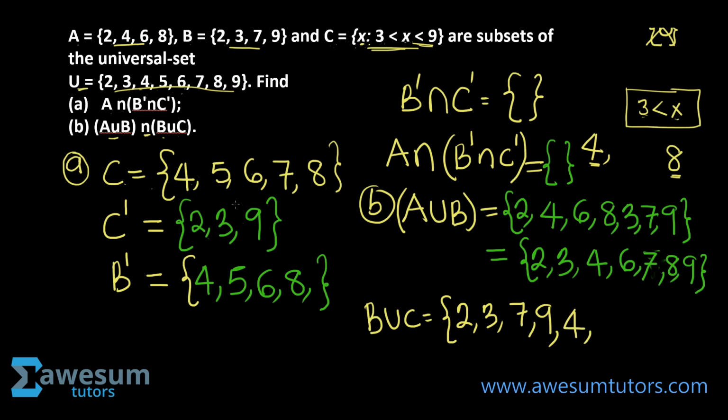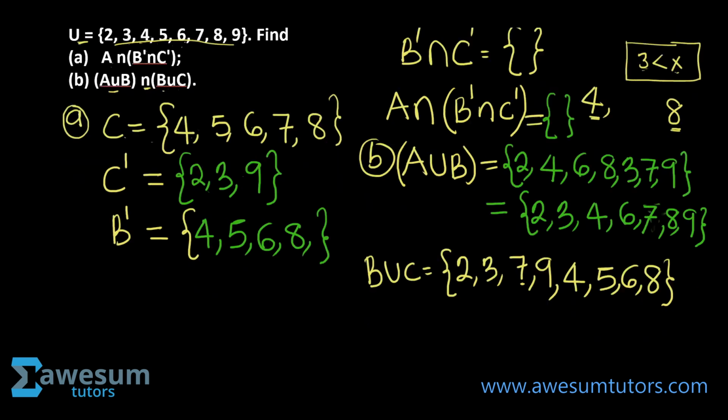Okay, 5, I can add 5. I have not written 5 before. Remember, what you are doing for union is you are combining the elements of B and C. What about 6? I have not written 6 before. What about 7? I have written 7 before, so I will not write it again because you don't want to write it twice. What about 8? I have not written 8 before, so I would put that there. So that is B union C.